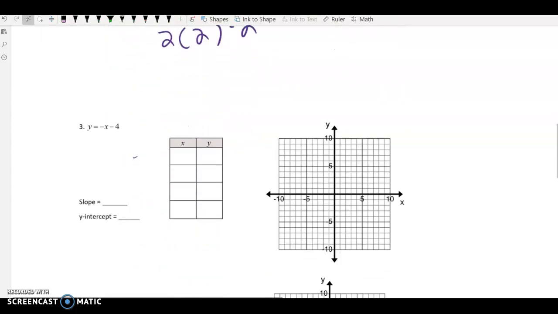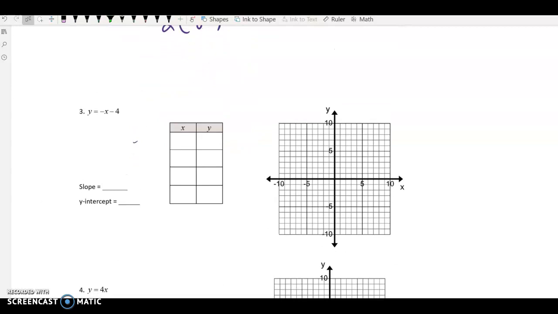Okay, let's take a look at number 3. Number 3 was -x minus 4. My slope, you know, is -x or -1. And your y-intercept, your freebie, is at -4. So now you should be able to go here, go down 1 over 1, down 1 over 1, down 1 over 1, down 1 to the right 1, right? And this is your slope.